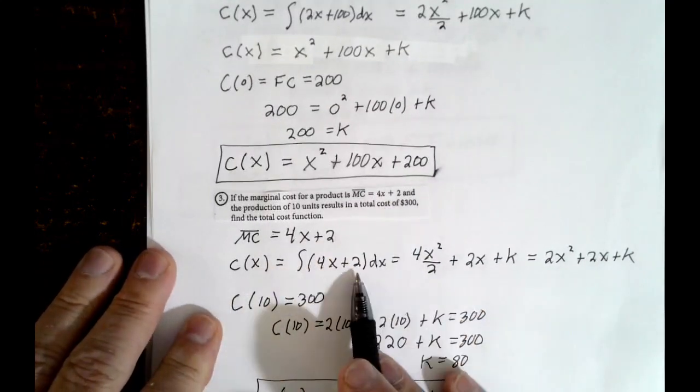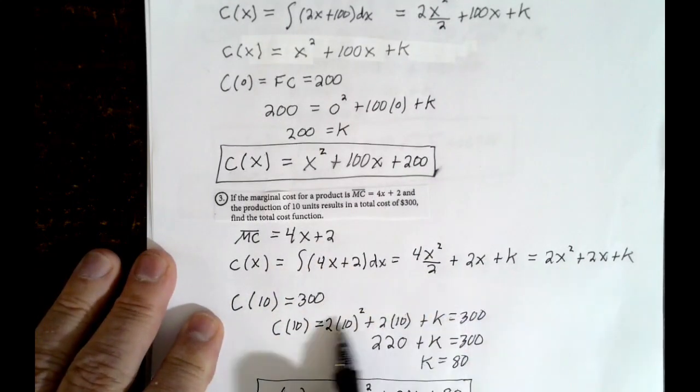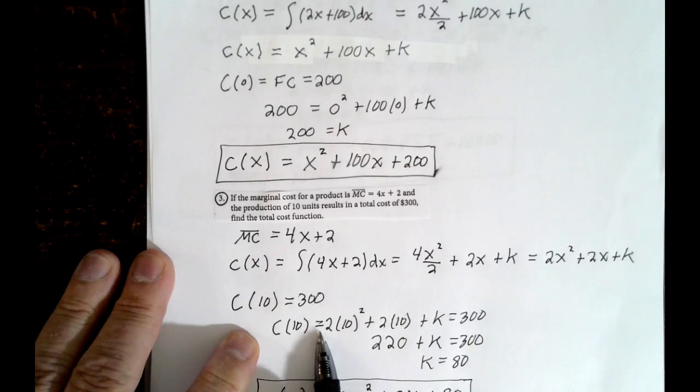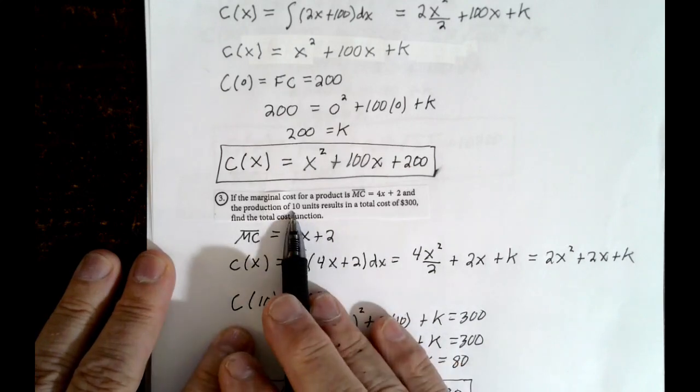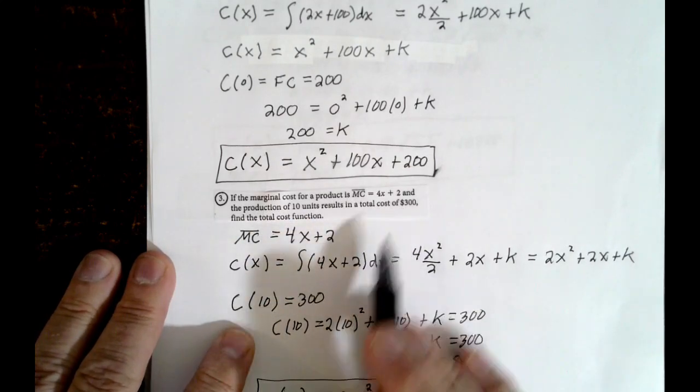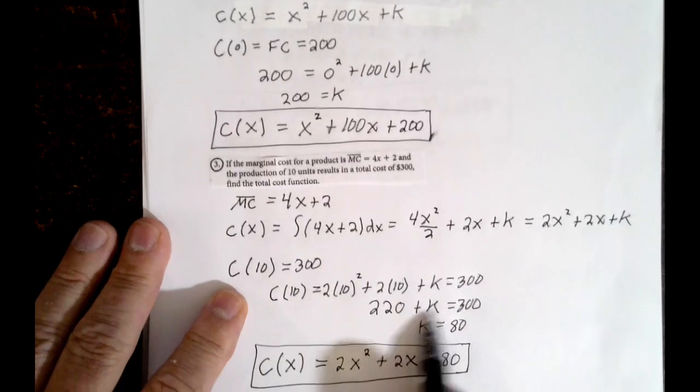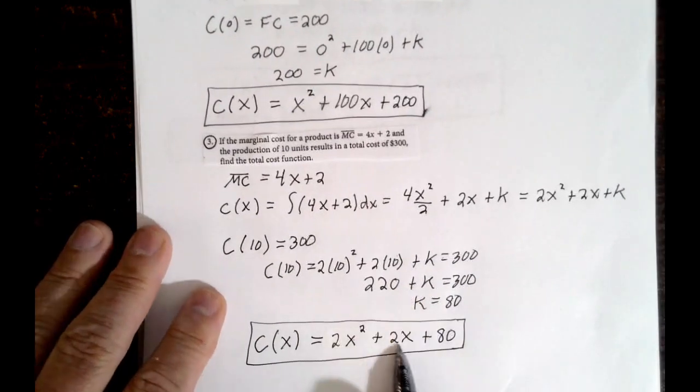You integrate your marginal cost, and then you nail down what the k is by knowing that when x is 10, c of 10 is 300. So you plug all that in and you solve for k and you get 80. So there's your cost function.